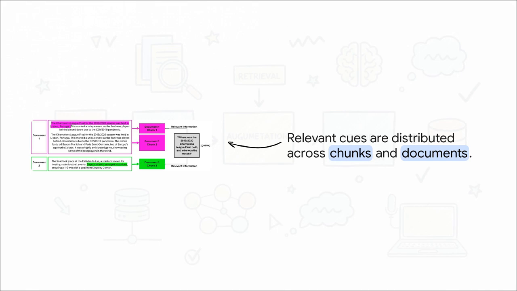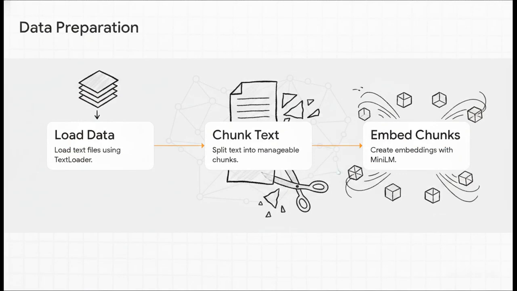One chunk might mention the location, Lisbon, while a totally different chunk, buried in another file, has the winner, Bayern Munich. If you don't chunk your data smartly, the retriever grabs the location, misses the winner, and your LLM is flying completely blind. So let's look at the actual code and see how we build this step by step.